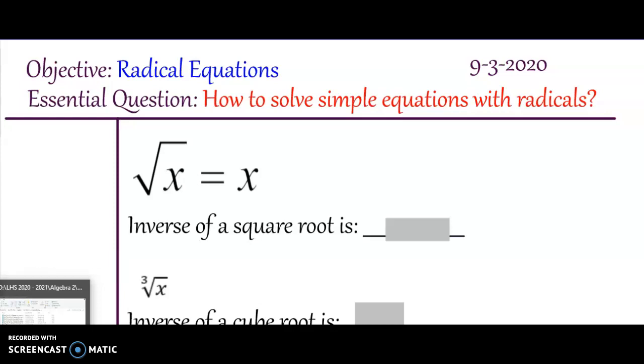Make sure you have your notebook, pencil, or paper, pens to take notes, and we're going to begin.